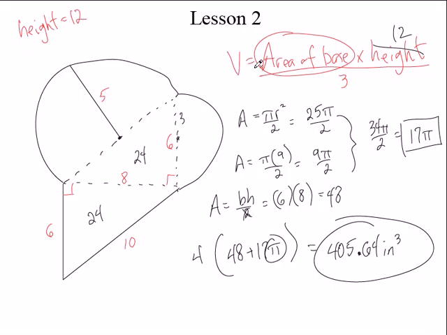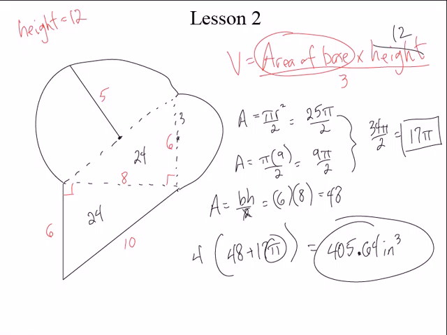So the volume of a cone is the area of the base times the height divided by 3, or 1/3 of it. That's all you got to remember. If this went straight up and down, you would just not divide by 3, would you? You would just multiply by 12, and that would be your answer. We good with that? All right, let's move on.